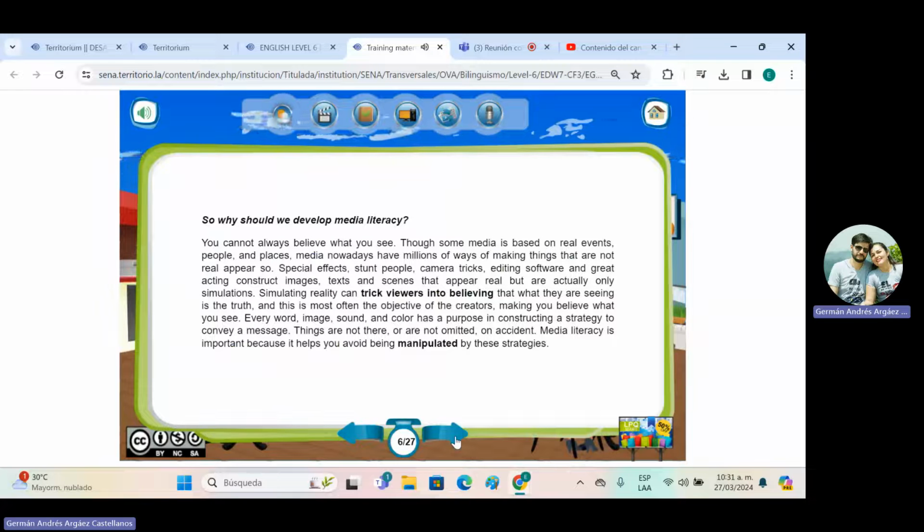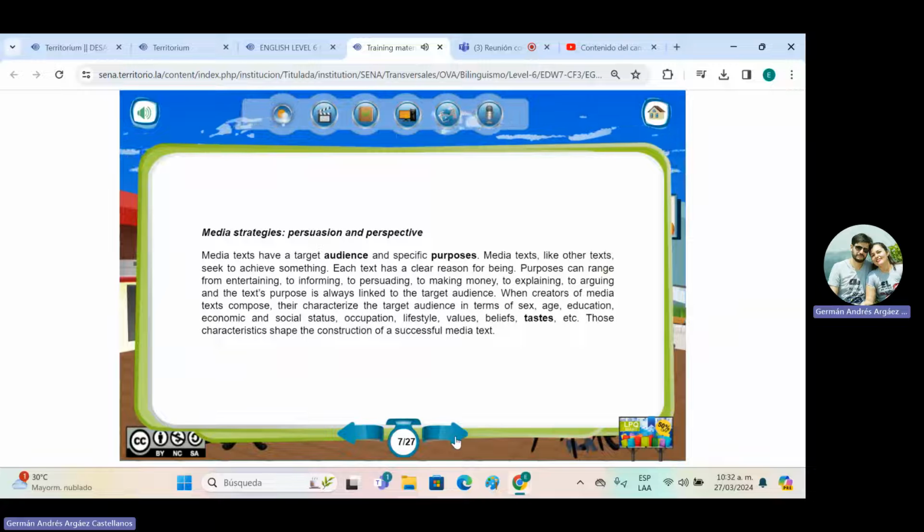So why should we develop media literacy? You cannot always believe what you see. Though some media is based on real events, people, and places, media nowadays have millions of ways of making things that are not real appear so. Special effects, stunt people, camera tricks, editing software, and great acting construct images, text, and scenes that appear real but are actually only simulations. Simulating reality can trick viewers into believing that what they are seeing is the truth. And this is most often the objective of the creators, making you believe what you see. Every word, image, sound, and color has a purpose in constructing a strategy to convey a message. Things are not there or are not omitted by accident. Media literacy is important because it helps you avoid being manipulated by these strategies.